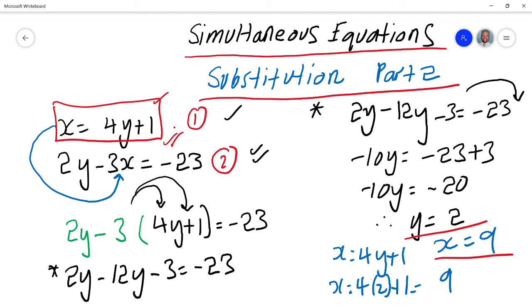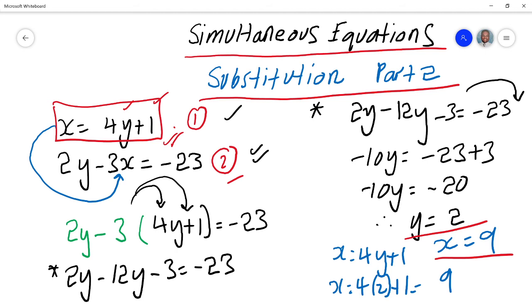All right, so let's see if we're correct. Let's put the value of y as 2 in the first equation. 4 times 2 is 8 plus 1 is 9, so x is equal to 9. If we're still not confident, let's work it out on the second equation. Let's put y as 2, so 2 times 2 is 4, and 4 minus 3 times 9 is 27, and 4 minus 27 is negative 23. So we're correct. All right.